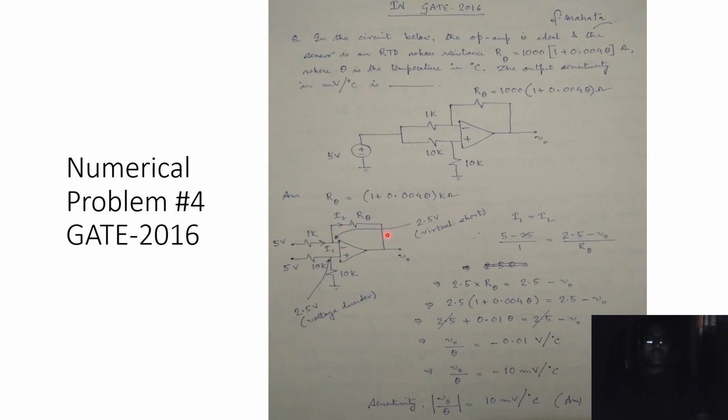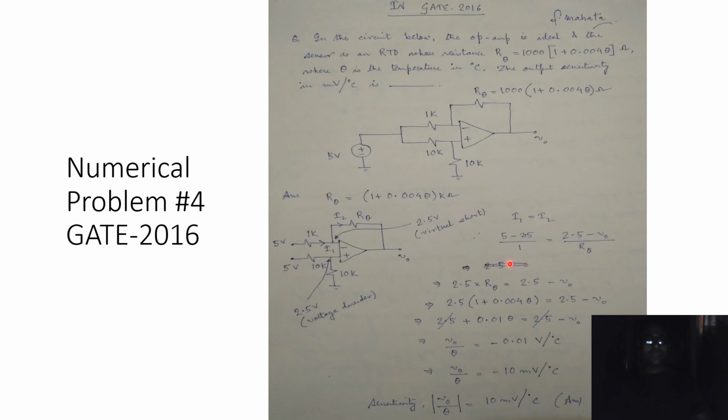And then if we look at the top branch, you have some current, let's call it I1. I1 is flowing from this 5 volt source, and if we call this current I2, then I1 must equate to I2 because the input terminal of the op amp draws no current. This is true for an ideal op amp. So writing I1 equal to I2, we can frame the expression as 5 minus 2.5 divided by 1 kilo ohm, and this must equate to 2.5 minus V0 divided by R theta.